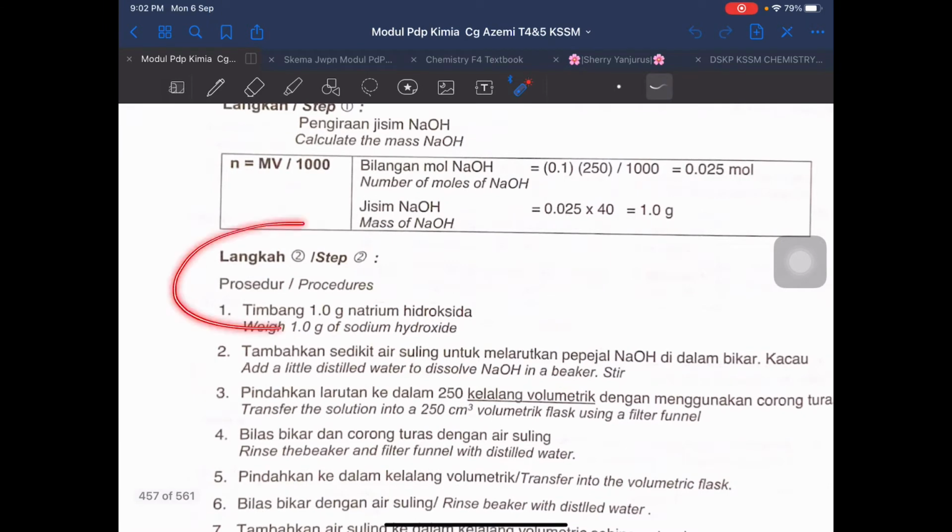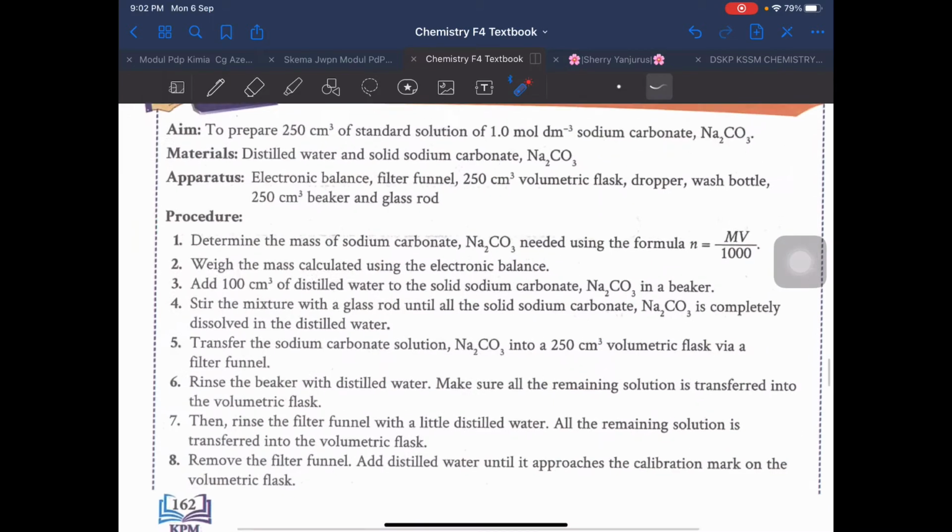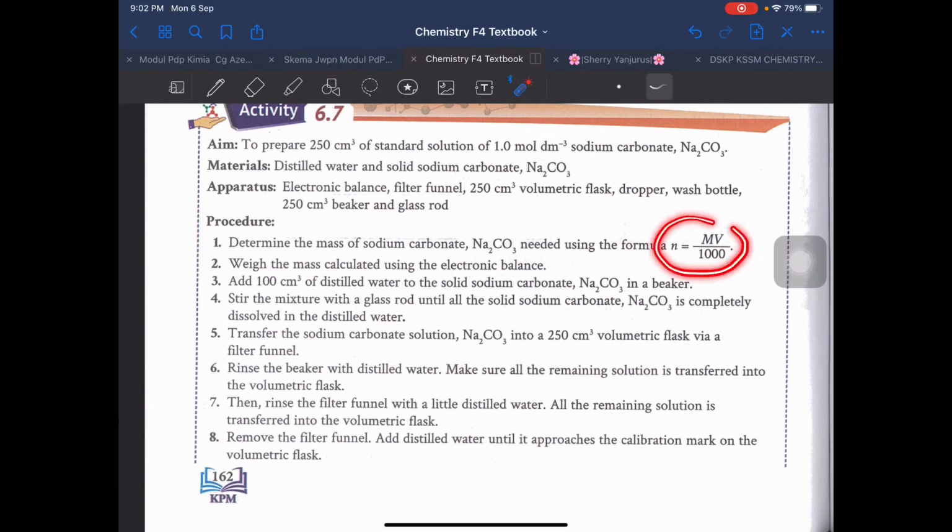Okay, langkah 2. Okay, let's go to langkah 2. Okay, I will use your textbook. Sama juga. Okay, class. So now you understand that you need to find the mass by using n sama dengan MV. So what you do, M is equal to mana? 1.0. Because that's the molarity yang dia mau. Volume is equal to 250. So this is what you should do.